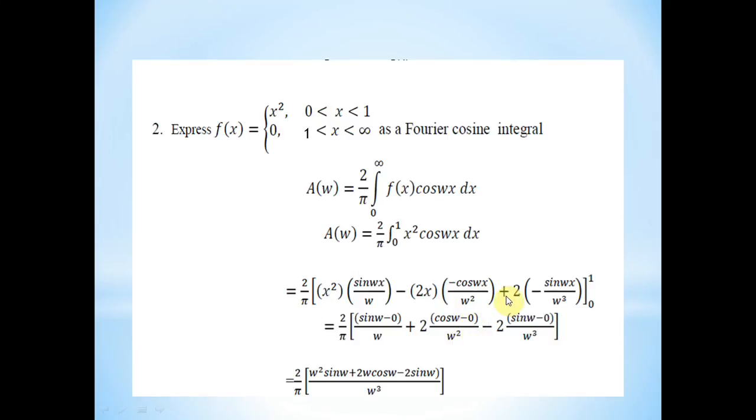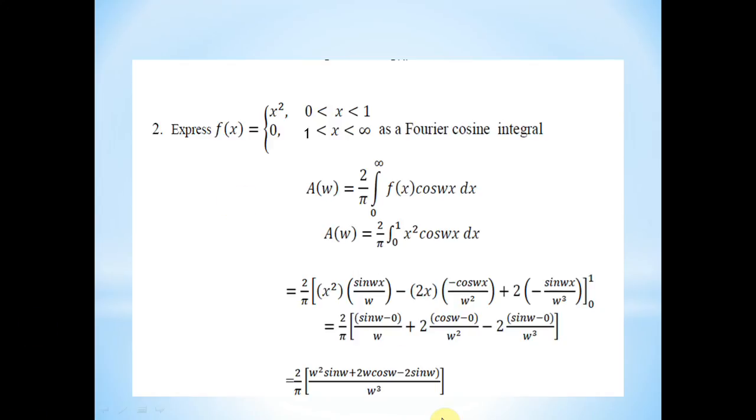Now for the third term, plus into minus gives a minus sign. So minus 2 into sine omega into 1, which is sine omega, minus sine omega into 0, which is sine 0, equal to 0. So it is sine omega minus 0 divided by omega cube. Now we cancel the 0 terms. The rest is 2 by pi, sine omega by omega plus 2 cos omega by omega square minus 2 sine omega by omega cube.